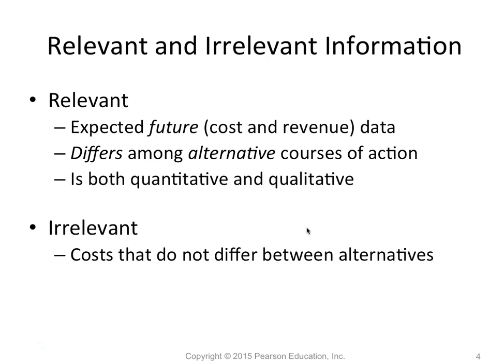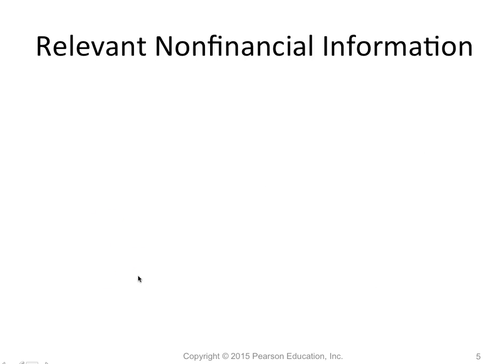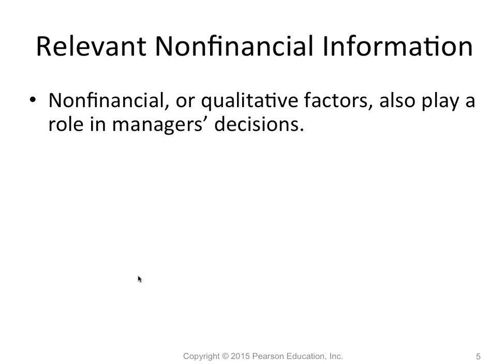Irrelevant information will be costs that do not differ between alternatives. So it doesn't matter whether we take action 1 or action 2; this cost doesn't matter, so it will be irrelevant information. Sunk costs, incurred in the past and cannot be changed, are also irrelevant information. So when we're making decisions, we're looking for the information that's relevant, and we are going to avoid the irrelevant information. And there is some non-financial information that may be relevant.